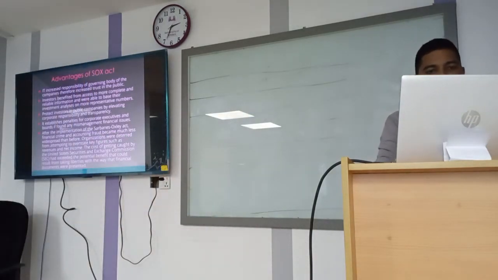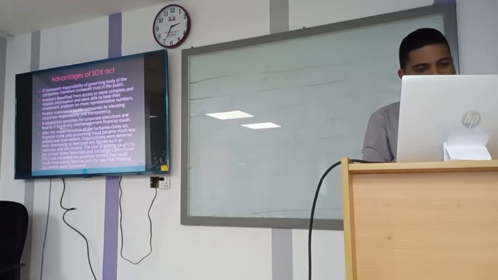It established penalties for corporate executives and boards if any mismanagement in financial issues is found. After the implementation of the Sarbanes-Oxley Act, financial crime and accounting fraud became much less common than before. Organizations were deterred from attempting to overstate key figures such as revenues and net income. The cost of getting caught by the United States Securities and Exchange Commission, in short the SEC, exceeded the potential benefits that could result from taking liberties with the way financial documents were presented.